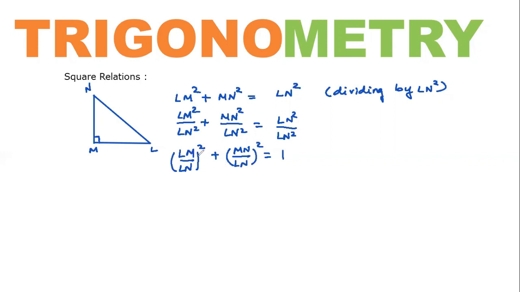What is LM upon LN with respect to the angle of reference L? LM is adjacent over LN is hypotenuse, whole square, plus MN is opposite upon hypotenuse, whole square. Remember, SOH CAH TOA.